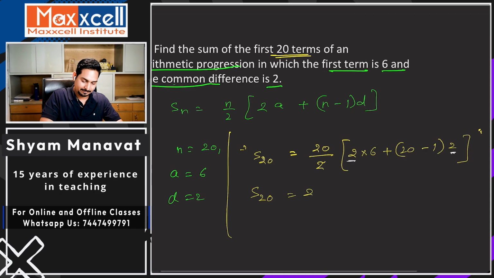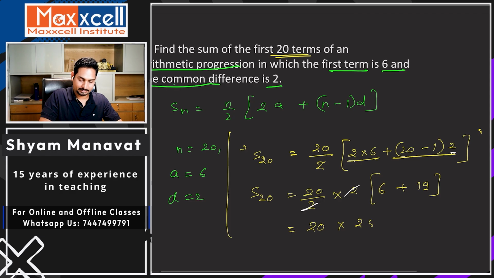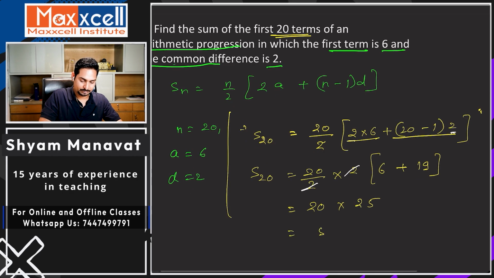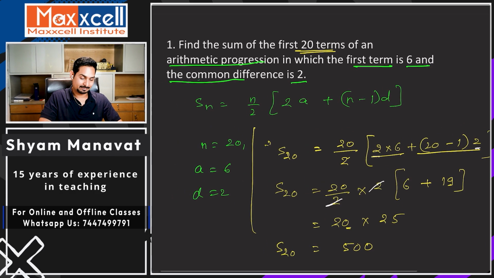So if I take 2 common, this will be 20 by 2 as it is. I take 2 common out of this. From the first term, if I take 2 common, I have 6 left. From the second term, if I take 2 common, I have 20 minus 1, which is 19 left. Okay. Can we cancel this? Yes, we can cancel this. So we got 20 into, ये कितना हो गया बताओ? 25. अच्छा, 25 2 का कितना होता है? 50. So 20 into 25 is 500. This is the sum of 20 terms of this given progression.